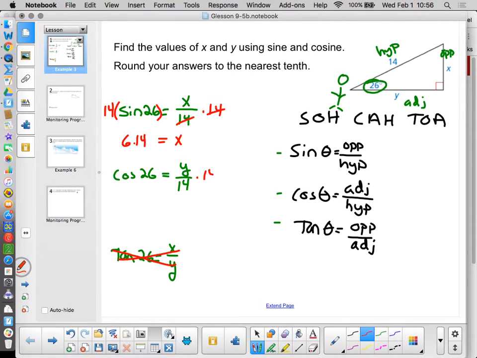Same thing here. Multiply both sides by 14. 14's cancel over here. I get 14 times cosine of 26 equals y. So 14 cosine of 26. And I get that's 12.58.